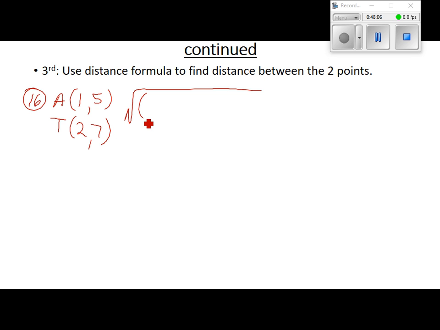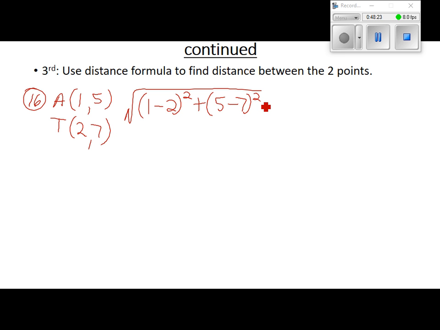No, 9. What's our x's? 1 and 2. 1 minus 2 squared. What's our y's? 5 minus 7 squared. Somebody plug all that into their calculator just like that and see what you come up with.